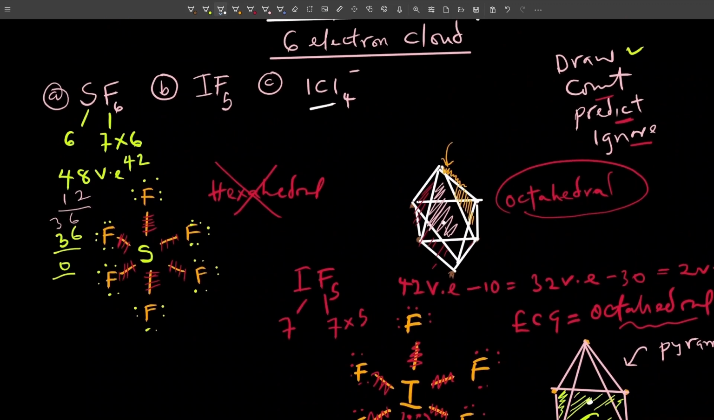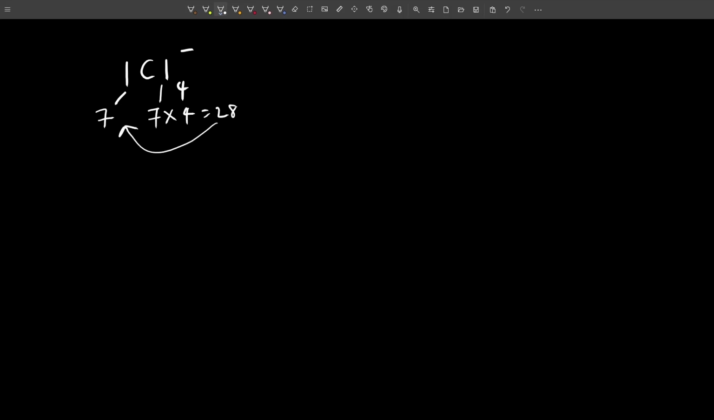Let's look at the last example, where we have ICl4 minus. Again, let's calculate the number of valence electrons so you can draw the Lewis structure. I has 7 valence electrons since it is a halogen. Chlorine, also being a halogen, also has 7 valence electrons, times 4 atoms to give me 28. 28 plus 7 will give me 35. Since we're having a minus sign, it means that it has gained 1 more electron. That will be a total of 36 valence electrons.